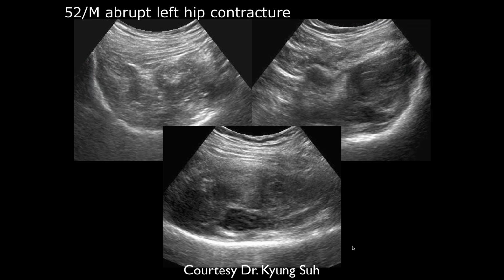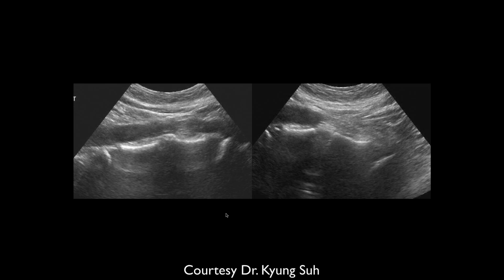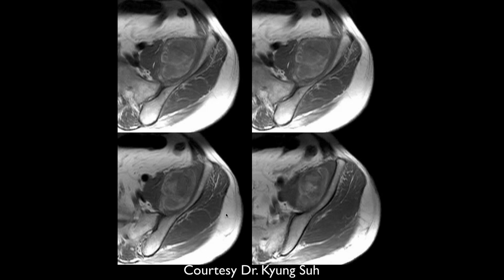Okay, so here we have some sonography of a 52-year-old male with an abrupt left hip contracture. I guess we're scanning the area of clinical interest, and we're seeing this heterogeneous mixed echogenicity structure, some debris, and then we're scanning through again.